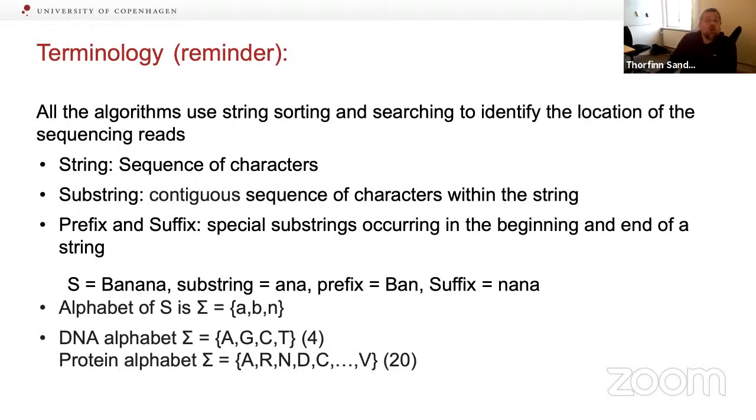So before we move on, a short reminder in case you forgot this from the last time. We have a string, which is a sequence of characters. We have a substring, which is a continuous sequence of characters from within the string. If you look at the string called banana, a substring could be A-N-A. A prefix is a substring that starts from the beginning. A suffix is a substring that starts from the end of your read. We also talk about an alphabet. In the banana example, we only observe B, A, and N, so A, B, N.